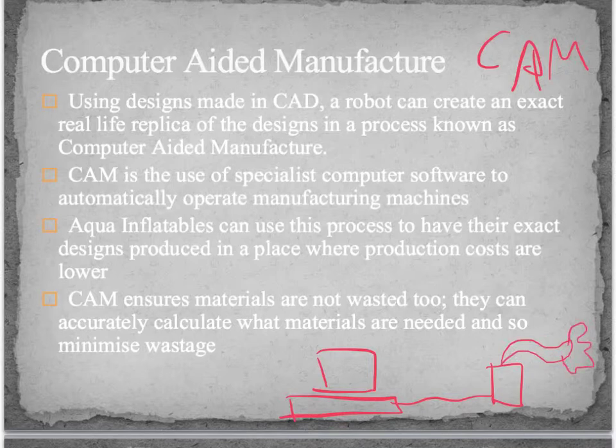Doing all the work, building all the boats and things like that. In here you've got the CAD designs that you've drawn, that are loaded onto the CAM package, that then go down the lines and make the robot build the particular boat that you've decided to do. In the case of Aqua Inflatables, they can use this process to have their exact designs produced in a place where production costs are lower.